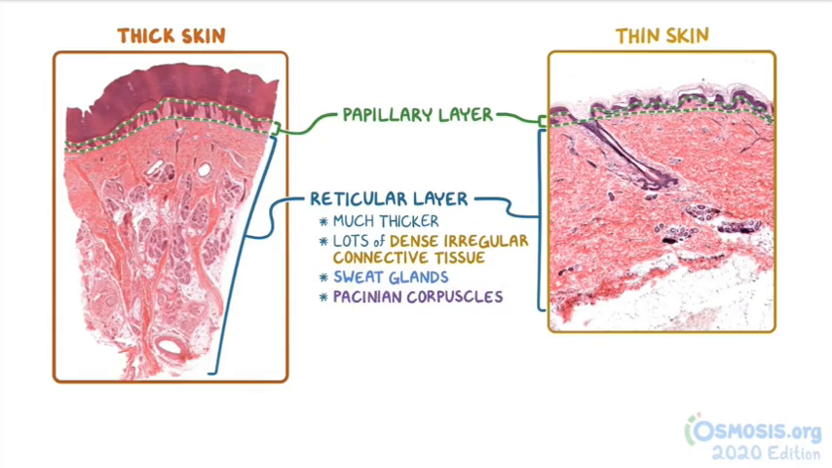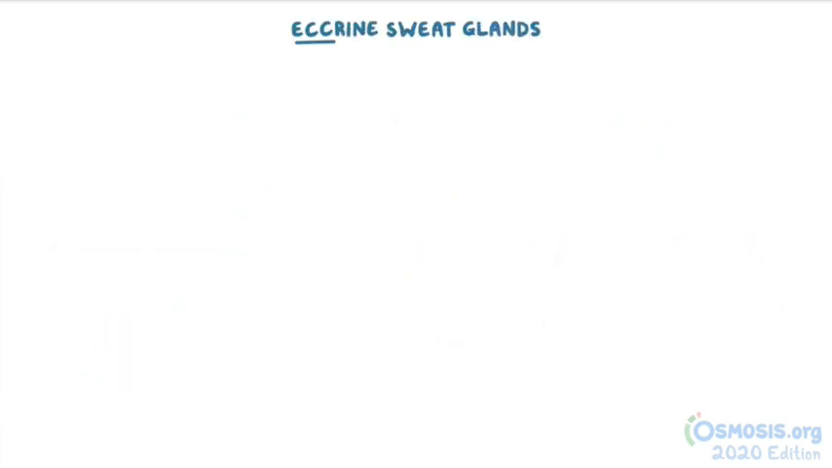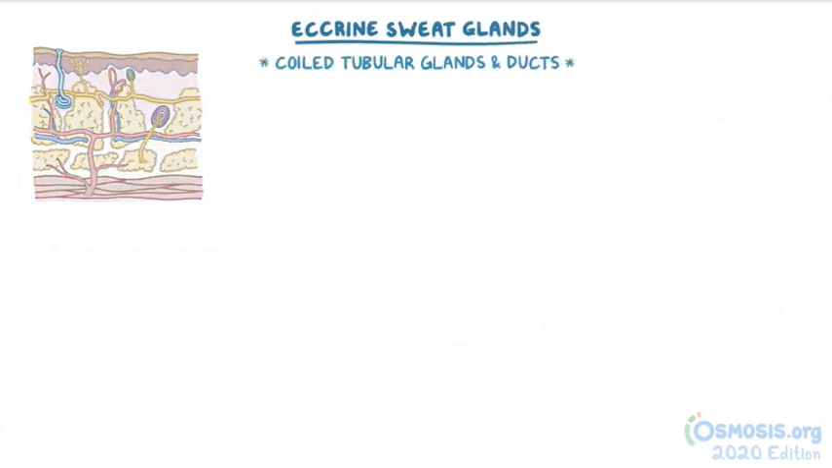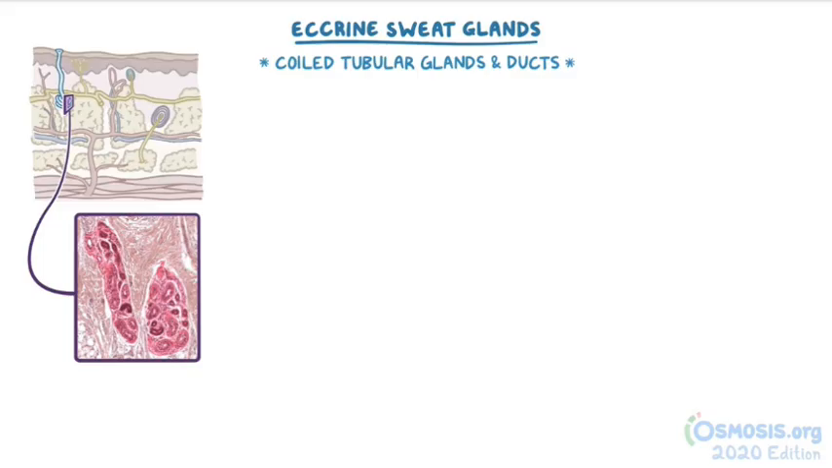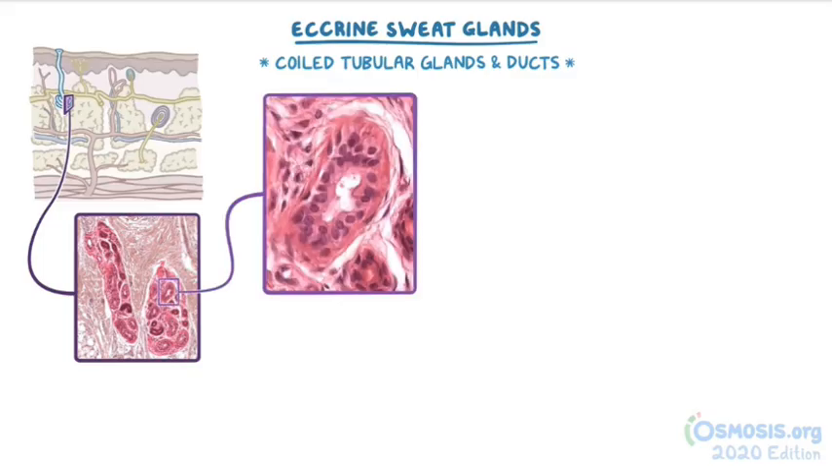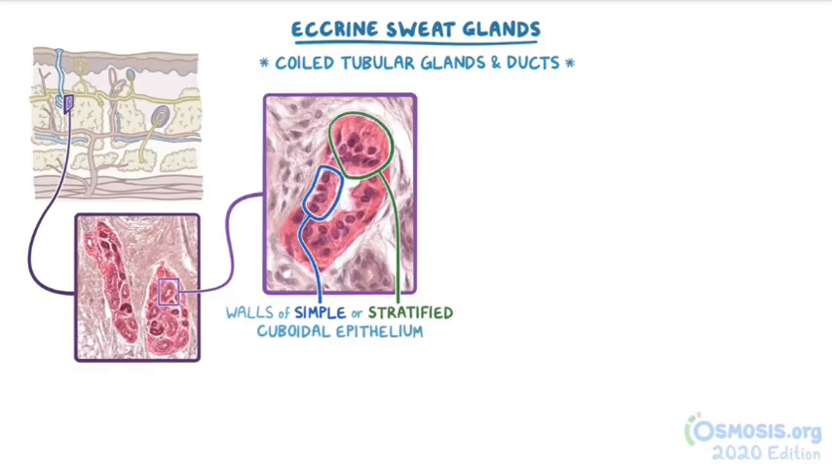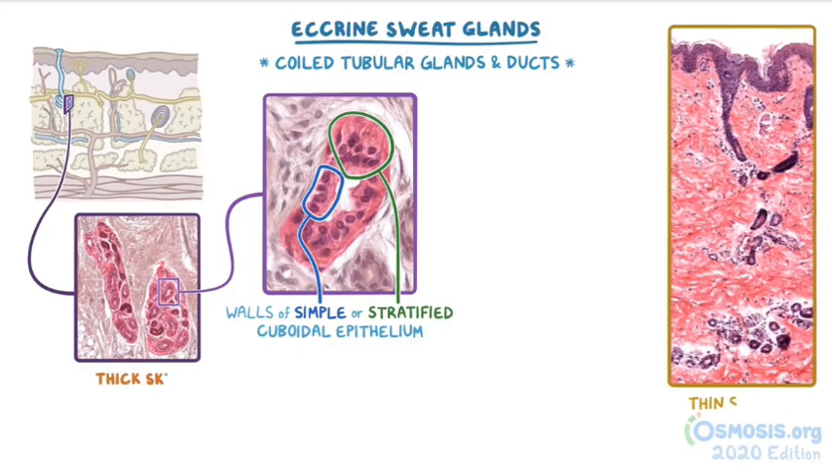In addition to these structures, thin skin will also have hair follicles, sebaceous glands, and arrector pili within the reticular layer. The eccrine sweat glands are the coiled tubular glands and ducts that produce and secrete sweat onto the surface of the skin. When seen histologically, we can only see cross-sections of the tubular structures. As a result, the gland looks like a collection of circular structures that each have a central lumen. The walls of the sweat glands consist of a simple or stratified cuboidal epithelium. These sweat glands are found in both thick and thin skin.